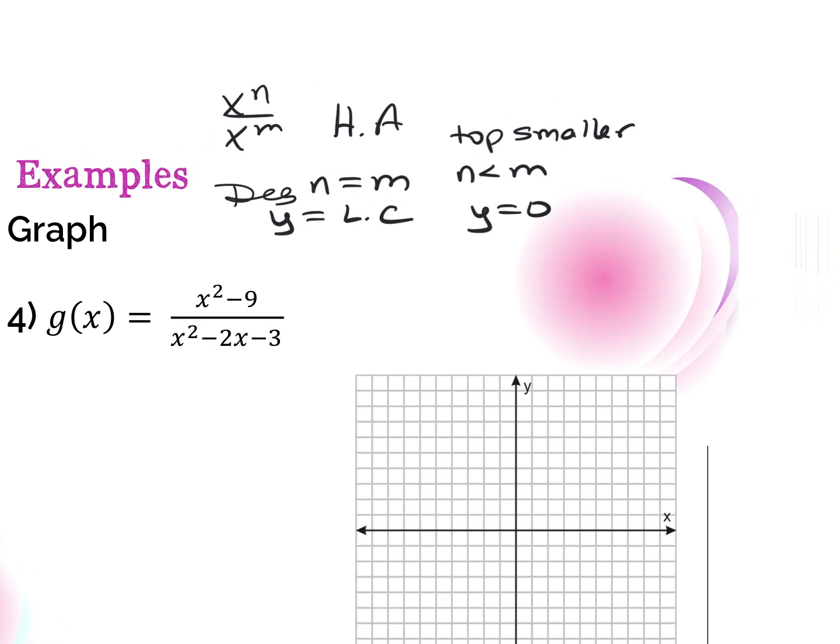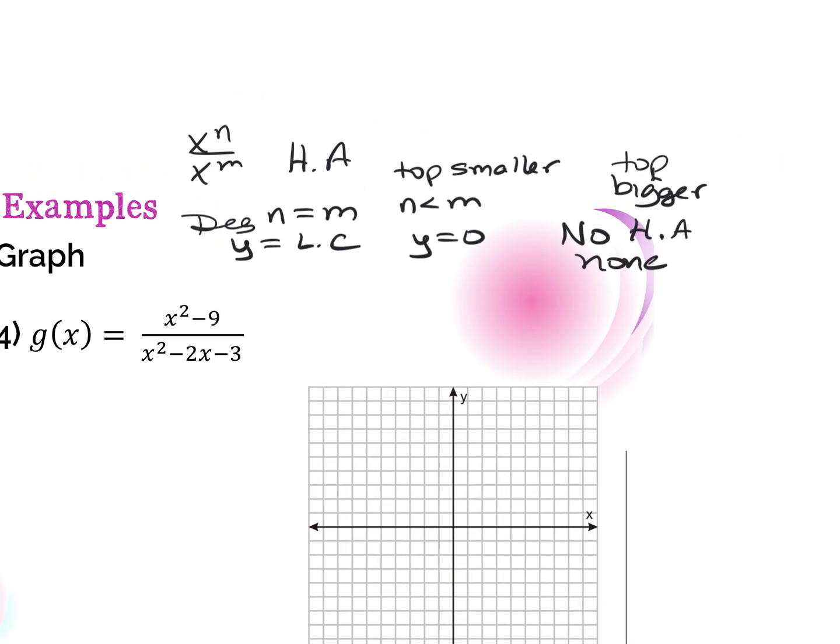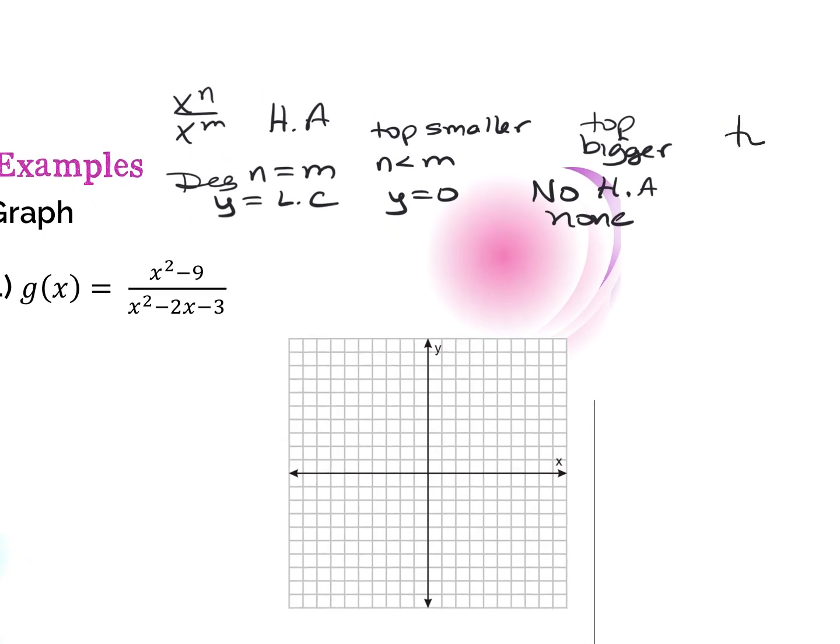And then when the top is bigger, on the quiz and in the homework, you're going to tell me that there is no horizontal asymptote. So you would say none. And then the one scenario when the top is 1 bigger, that's when we're going to have a slant asymptote, and you do long division to find it. So these are the 3 or 4 scenarios that you need to memorize for the horizontal.